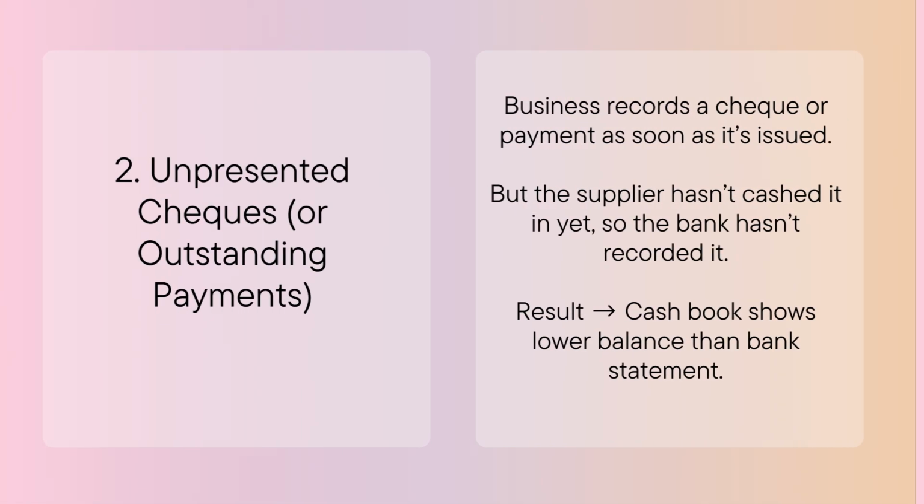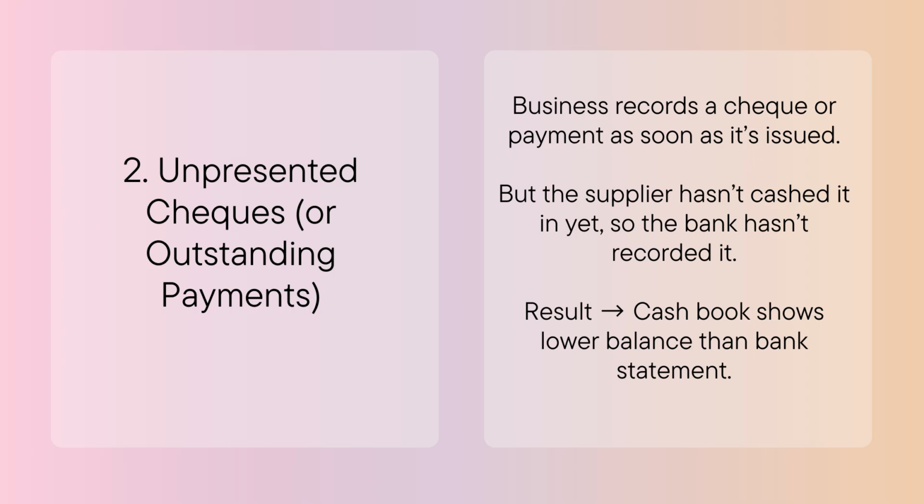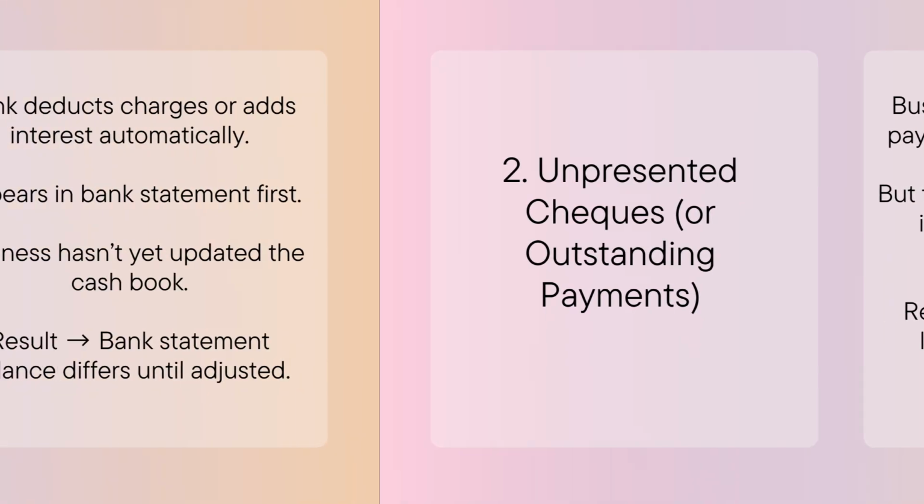Next, we've got unpresented cheques or outstanding payments. A business records a cheque or a payment as soon as it's issued. So we're going to record that in the cash book, but the supplier might not have cashed it in yet, and so the bank might not have recorded it yet. Just due to timing differences, the bank might not have recorded that in the bank statement. And the result of this is that the cash book shows a lower balance than the bank statement does.